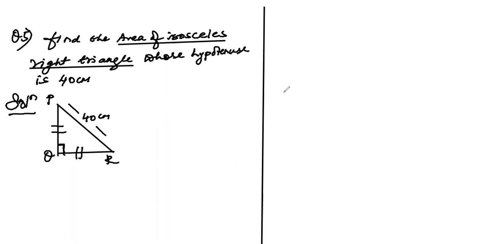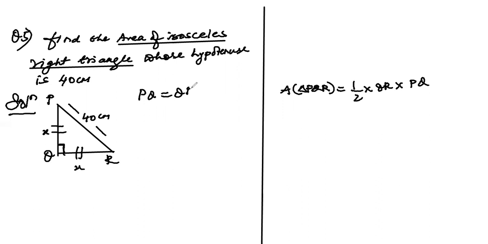When you think about it, children, the area of any right triangle should always be half base into height. So QR is a base, PQ is a height, but we don't know any of the sides. They've given the hypotenuse. But what do you know about these two sides? They're equal, so the same number, x. PQ equal QR, given. So let PQ equal QR equal x.